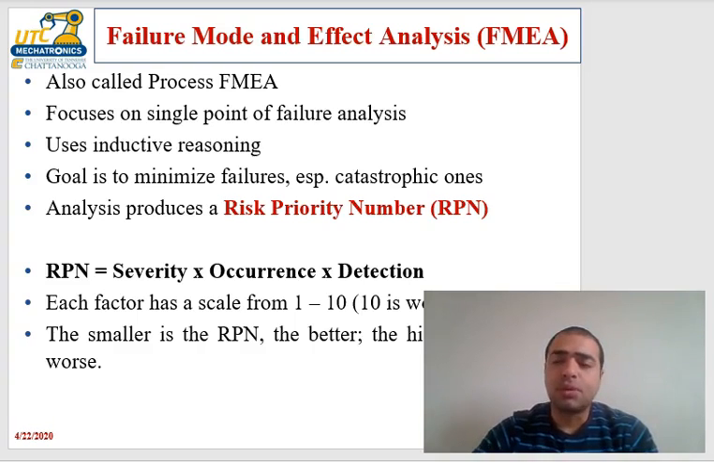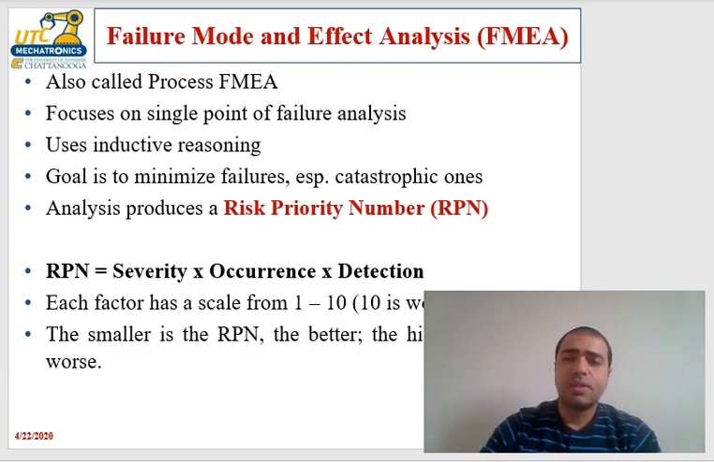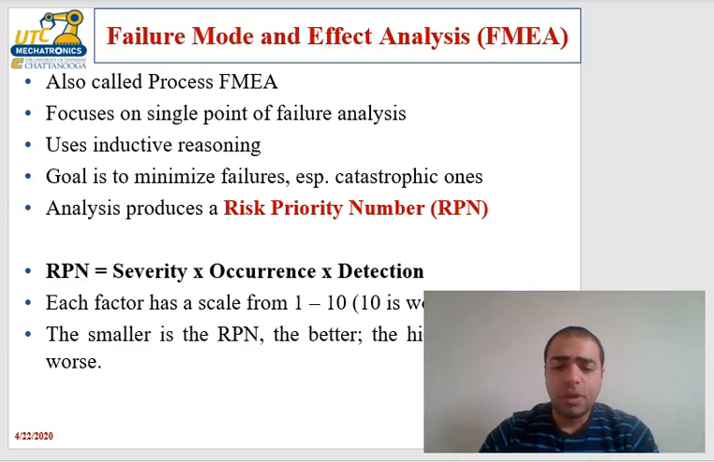So 1 is the minimum. You can never have a severity of 0. Severity is at least 1, and 10 is the maximum, in other words, the worst. The same thing for the occurrence. 1 means it rarely occurs, but you should never have zero occurrence. 10 means it occurs very, very often.